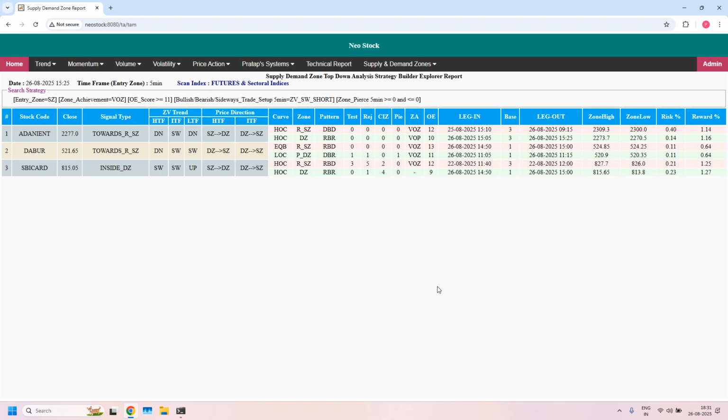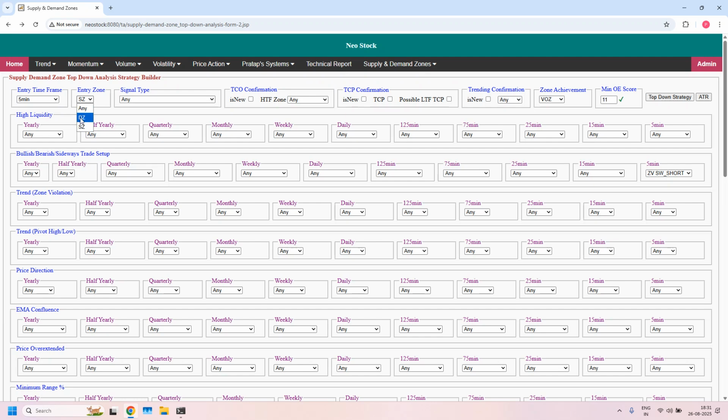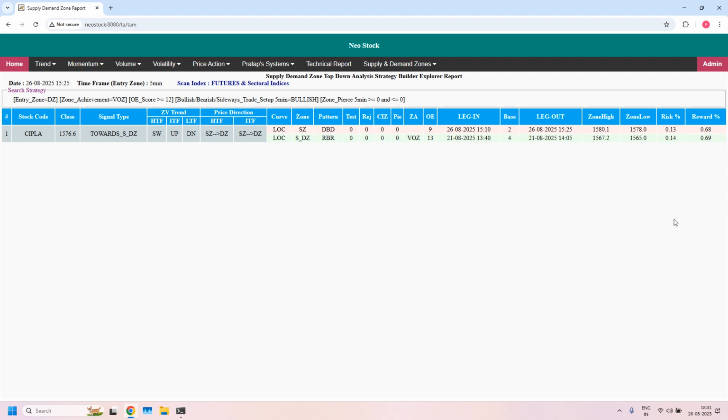Okay, next, bullish trade setup for hourly income trade. The changes are 5 minutes demand zone, here bullish, and one more change, minimum order enhances score should be 12. Let's filter. We got only one stock.